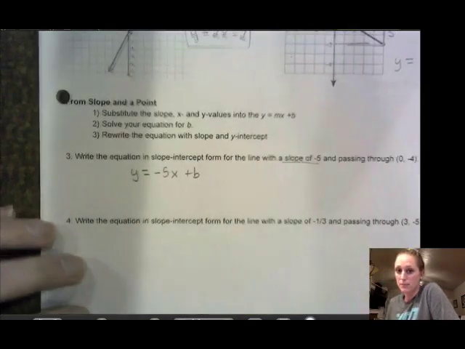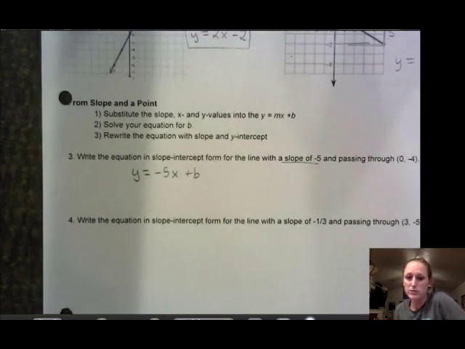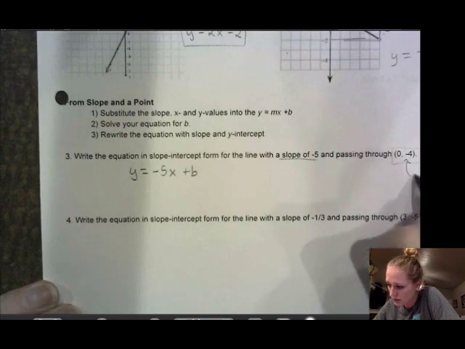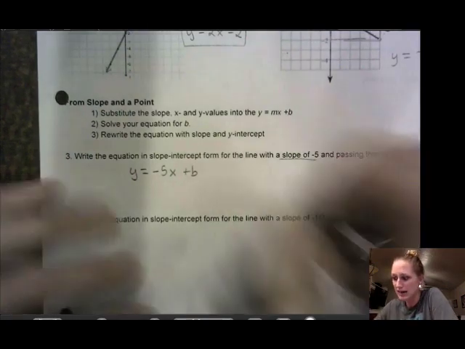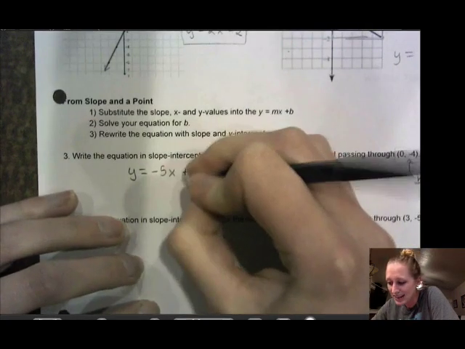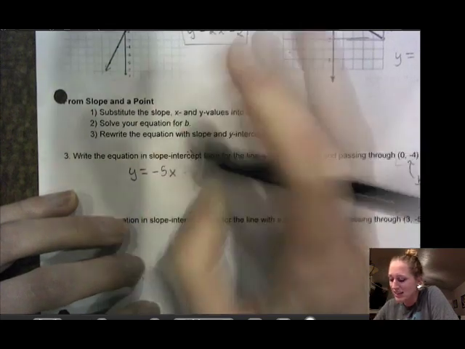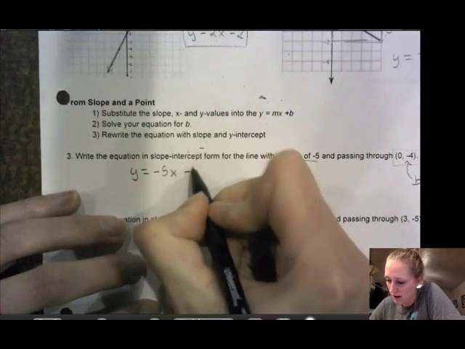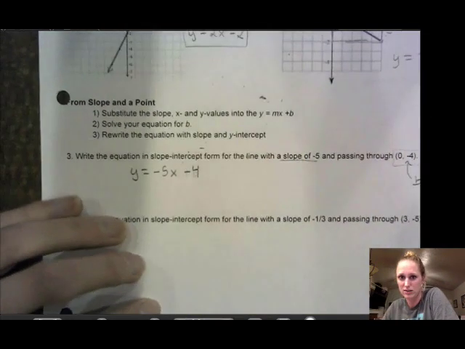Now remember, b is the y-intercept, so y-intercepts are always 0, comma, a number. Well, guess what? That's actually what they gave me right here. That is the y-intercept, so that is b. So I actually really didn't have to even follow these steps. If you recognize that right off the bat, that you have 0 and then the number, that is your b. So I'm just going to write -4 there instead of the b.